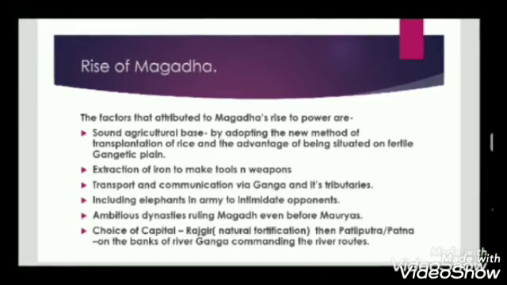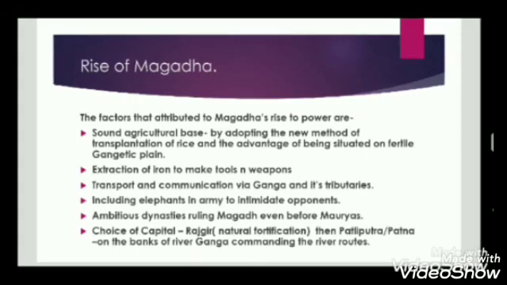Then you have the ruthlessly ambitious kings of the various dynasties that ruled the Magad region even before the Mauryas. So they were called ruthless because we have already covered this fact, as they did not hesitate to even kill their own father to obtain the throne. The most famous example of this is Ajatashatru killing his own father.